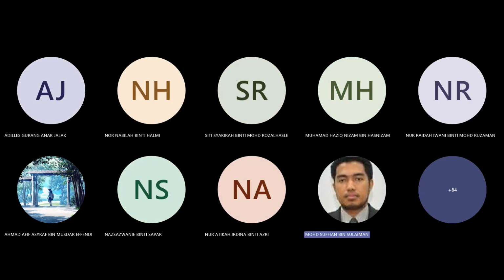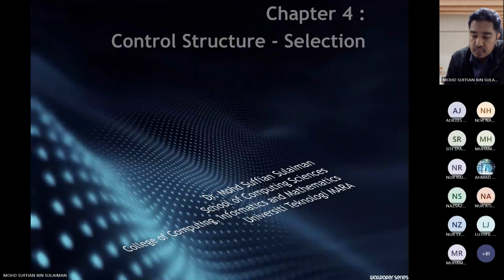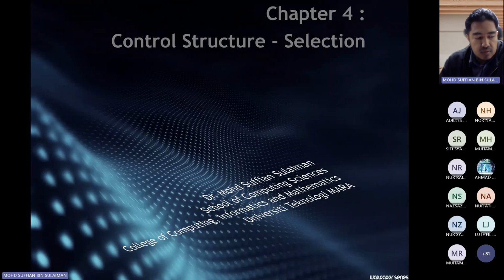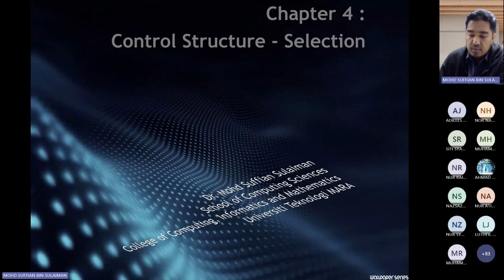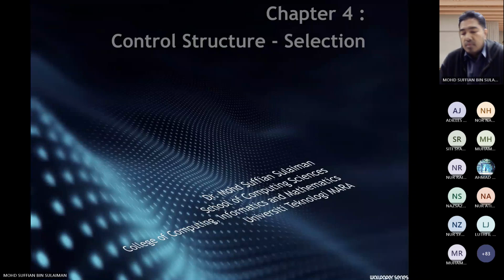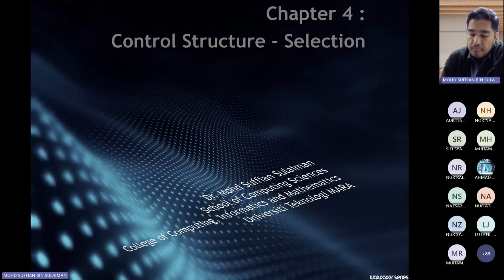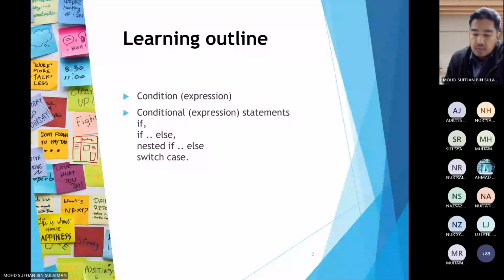Control structure selection. Okay, again, for test one, I will cover from chapter 1 to chapter 3 only. So chapter 4 will be covered during test 2 during week 13, minggu ke-13. Chapter 4, chapter 5. Okay.